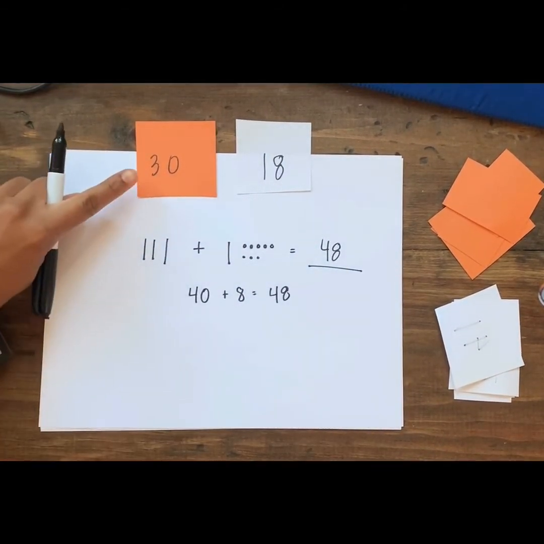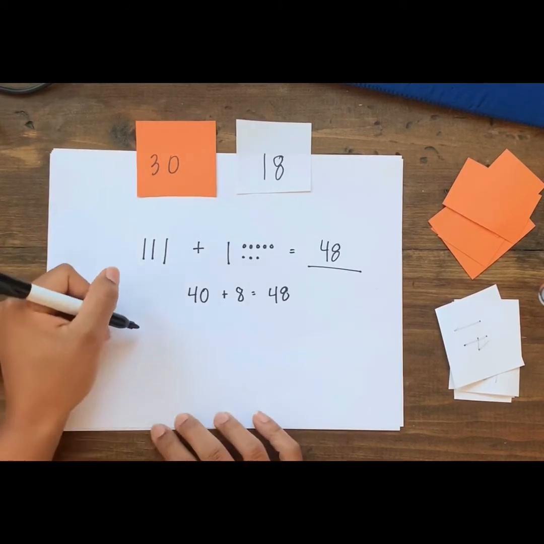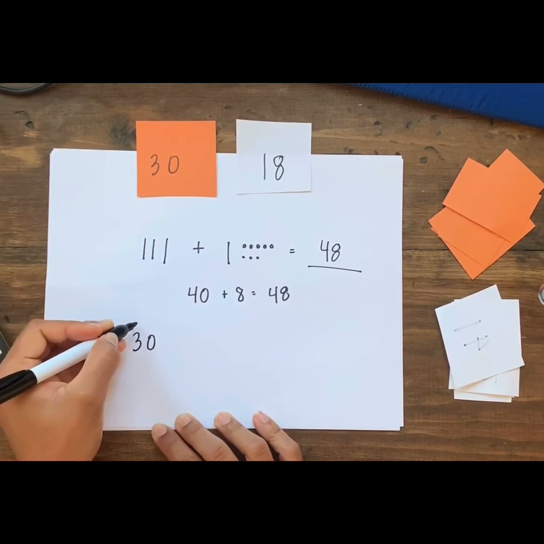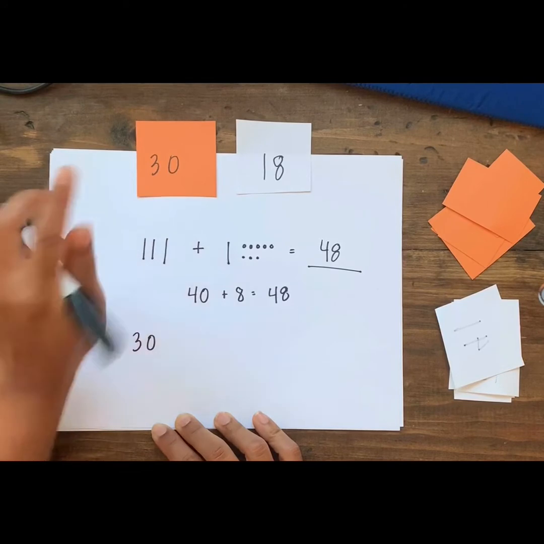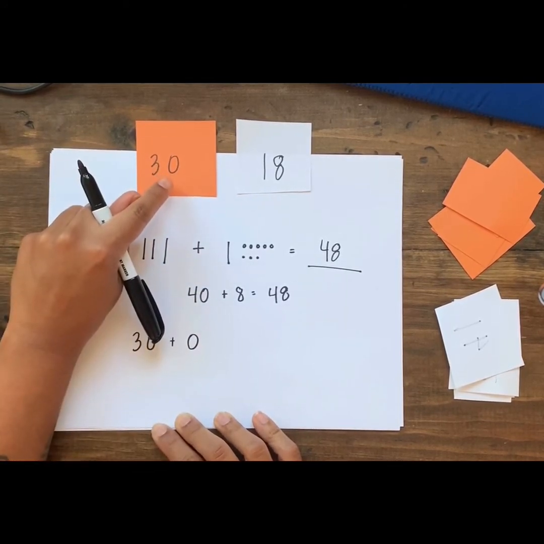How could we write 30 in expanded notation? Say it out loud. Yes, we could write 30 to represent the value in the tens place because we have 3 tens, plus 0 to represent the value in the ones place because we have 0 ones.